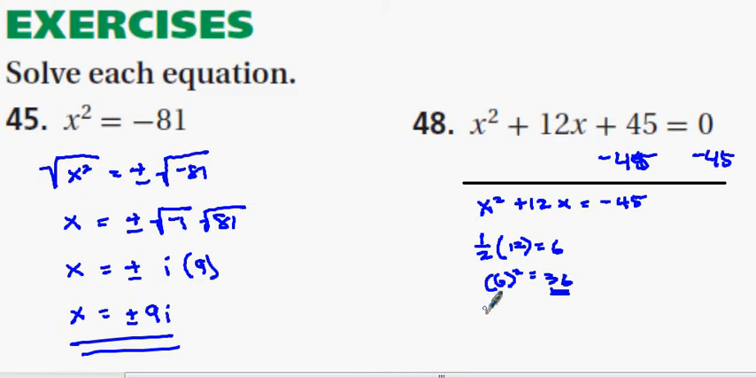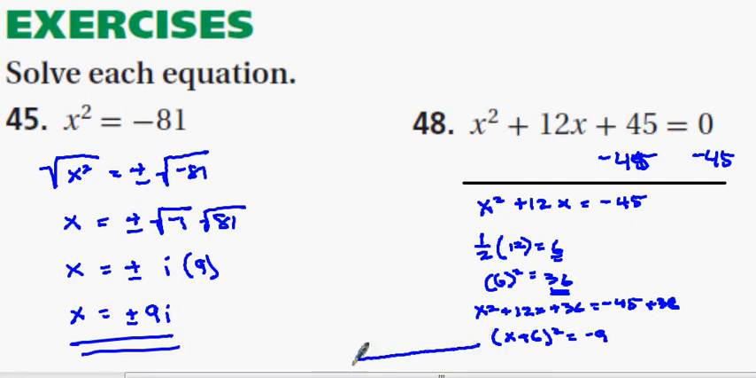So I wind up getting x squared plus 12x plus 36 is equal to negative 45 plus 36. This turns into x plus 6 quantity squared equals negative 9. Take the square root of both sides.